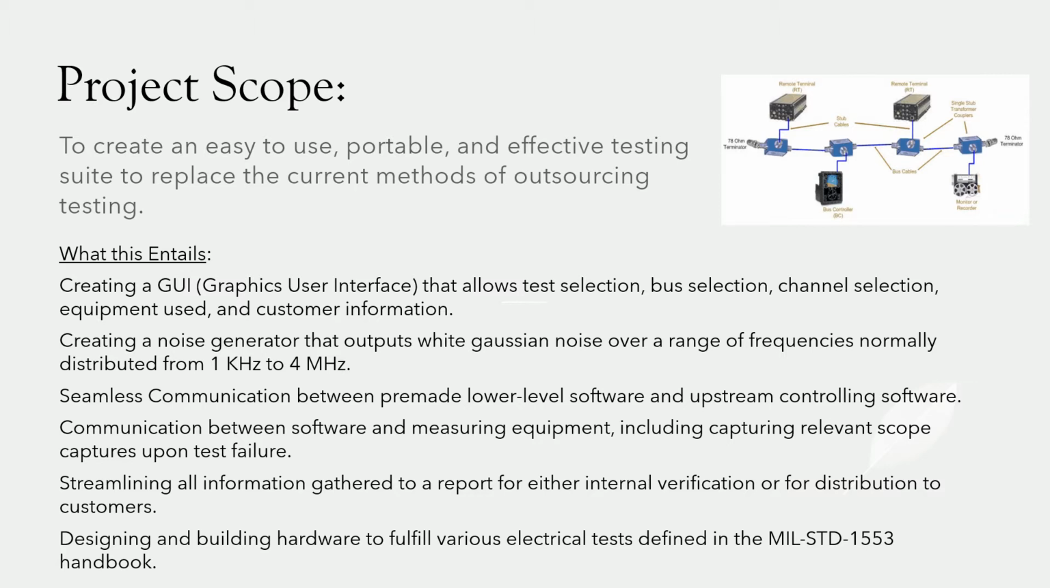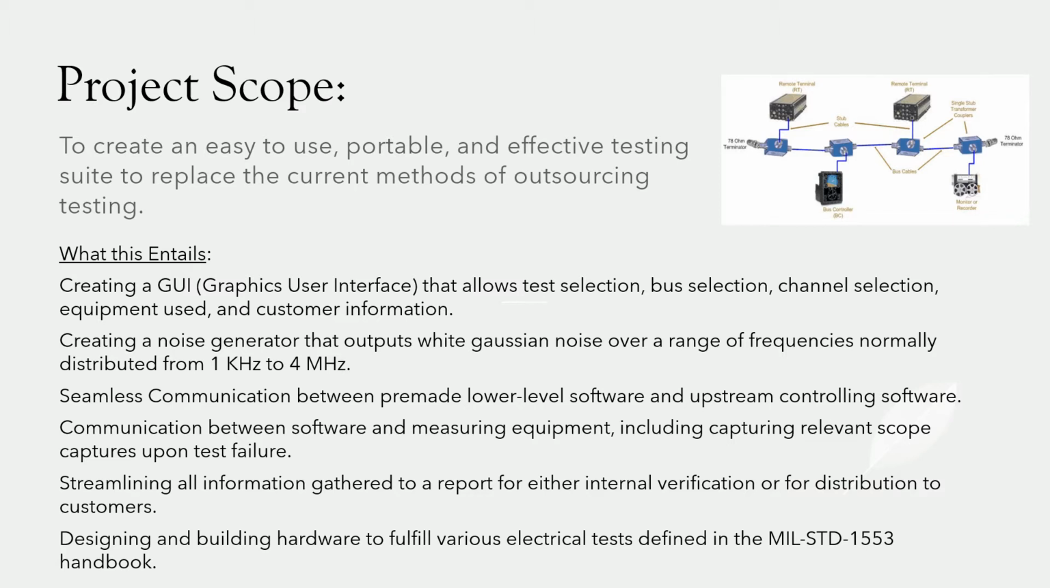So what we had to do to replicate this testing suite was create a GUI, or graphical user interface, that allows test selection, bus selection, channel selection, shows the equipment used for the test, and customer information. Then we had to create a noise generator that outputs white Gaussian noise over a range of frequencies normally distributed from 1 kHz to 4 MHz.